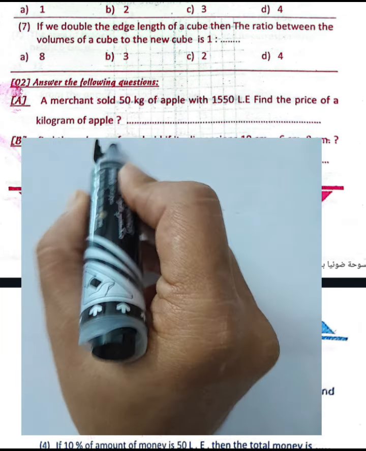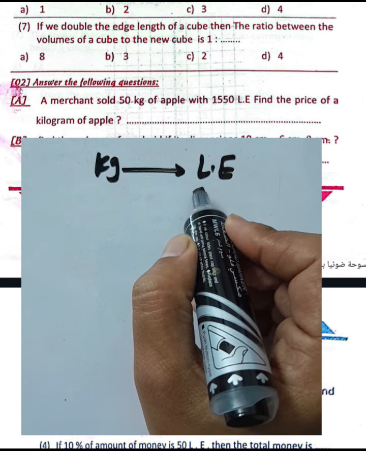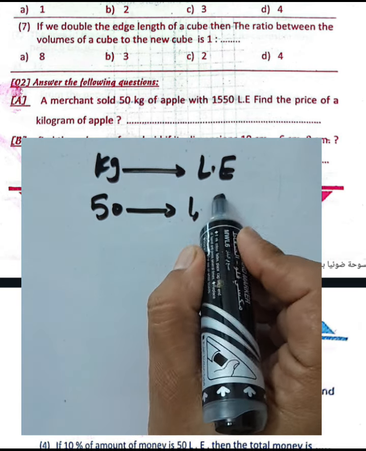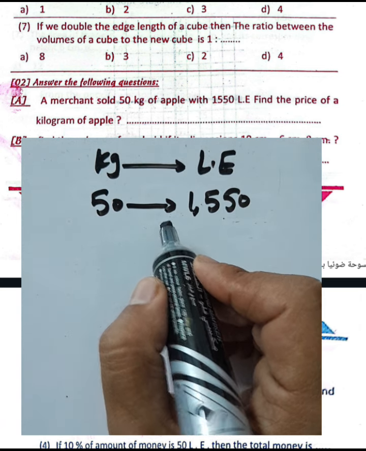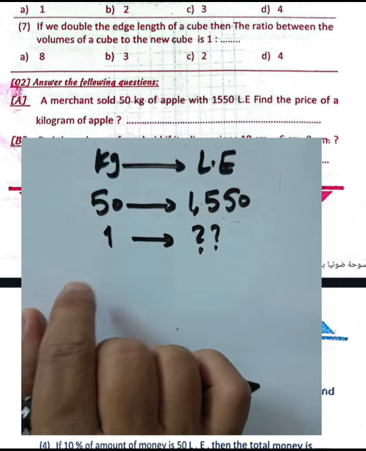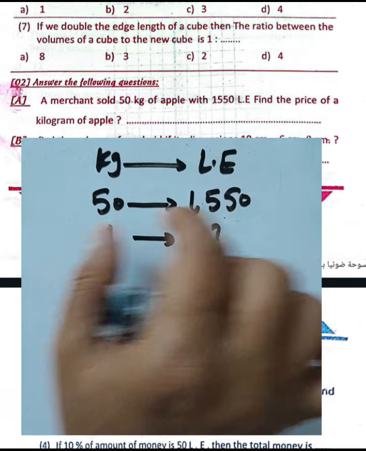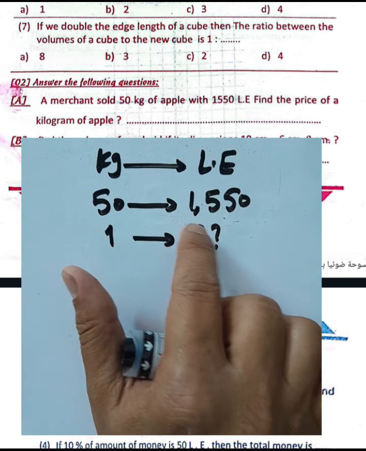Question number 2, answer the following questions. Letter A, a merchant sold 50 kilograms of apples. We are comparing between kilograms of apples and the price in Egyptian lira. The merchant sold 50 kilograms of apples for 1,550 Egyptian lira. Find the price of a kilogram of apples. We want to find the price of 1 kilogram. We can write the price of 1 kilogram as the total money divided by the number of kilograms, 50 kilograms sold for 1,550.